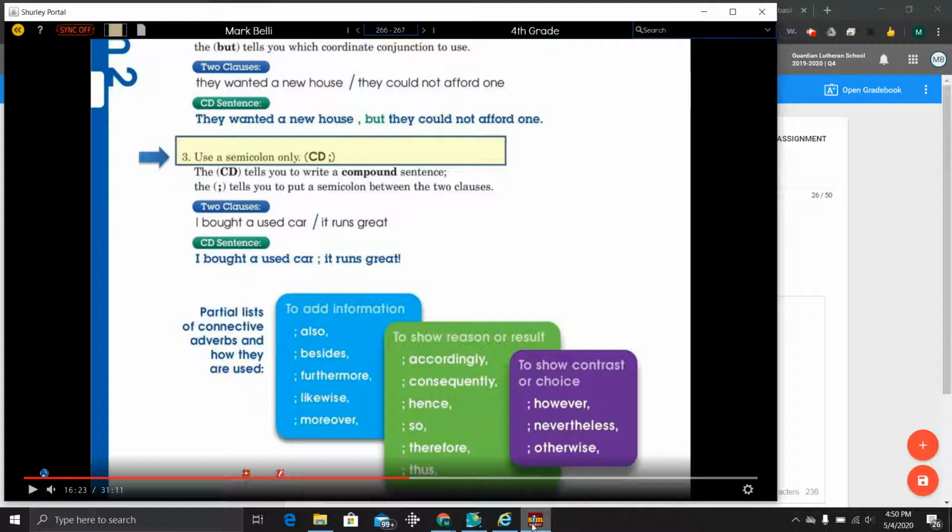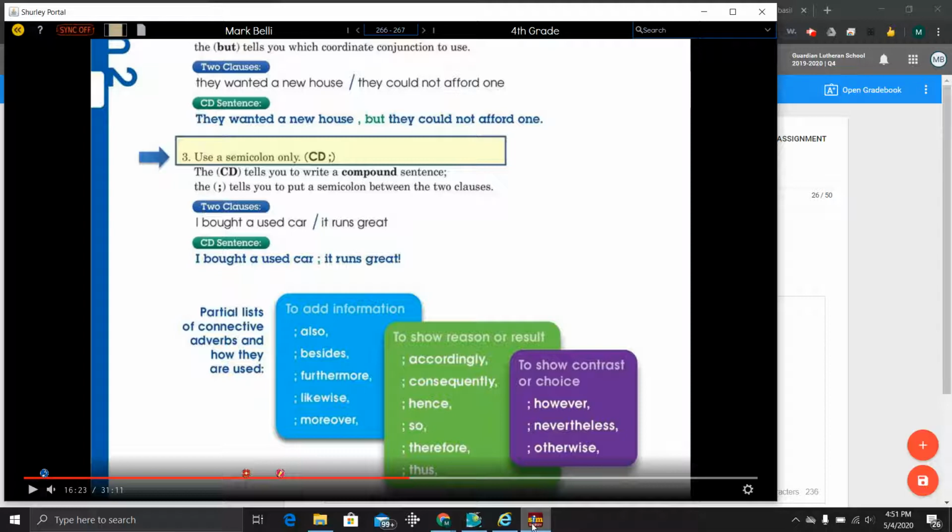compound sentences and how you use a comma and a conjunction to create a compound sentence. And they gave you the example, they wanted a new house, and then they put a comma after house, although their comma doesn't look like it's right after house. It looks like they skipped a space. And then they put the conjunction but they could not afford one. So that's just a quick review on writing a compound sentence using a coordinating conjunction.